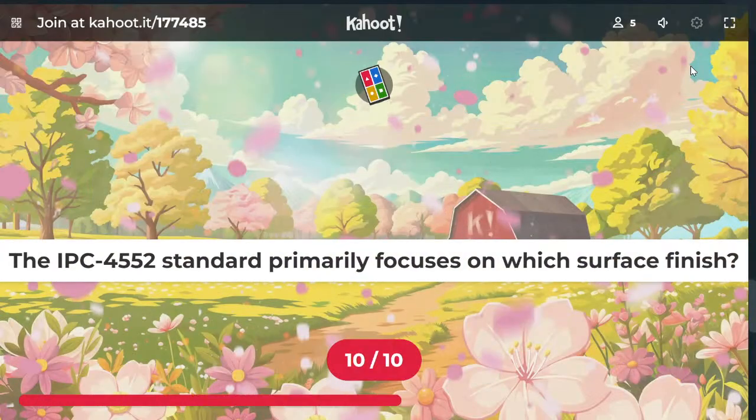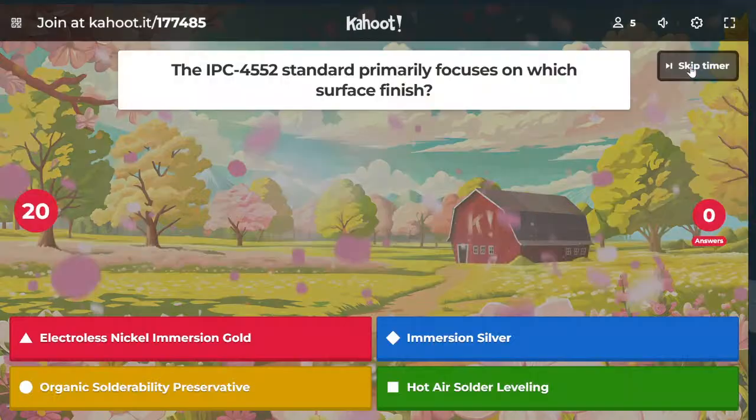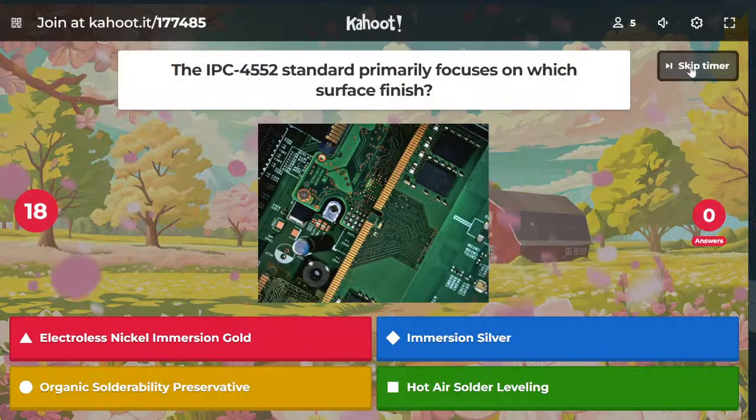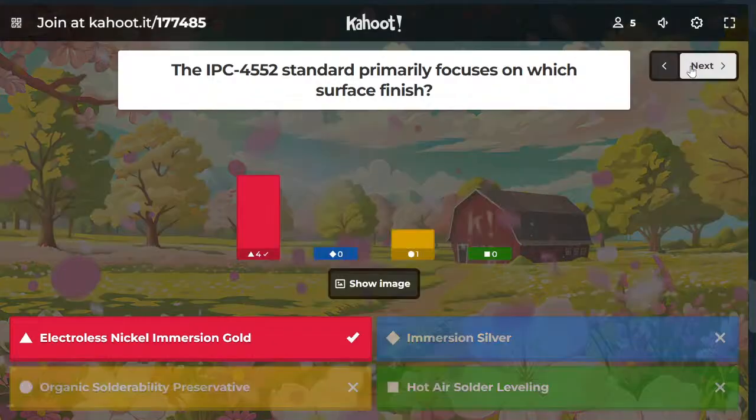So the IPC-4552 standard primarily focuses on which finish? Very, very simple question. Our previous session was completely on IPC-4552. The IPC-4552 standard primarily focuses on which surface finish. Everyone answered correctly except one. One answered C, organic solderability preservative. No, no, no. Not at all.